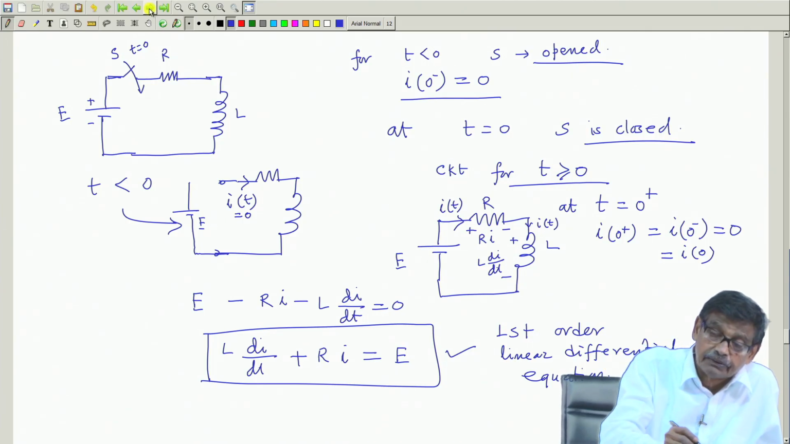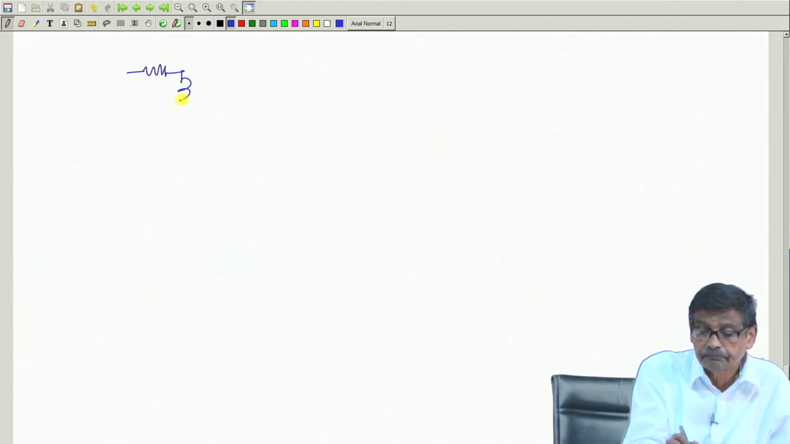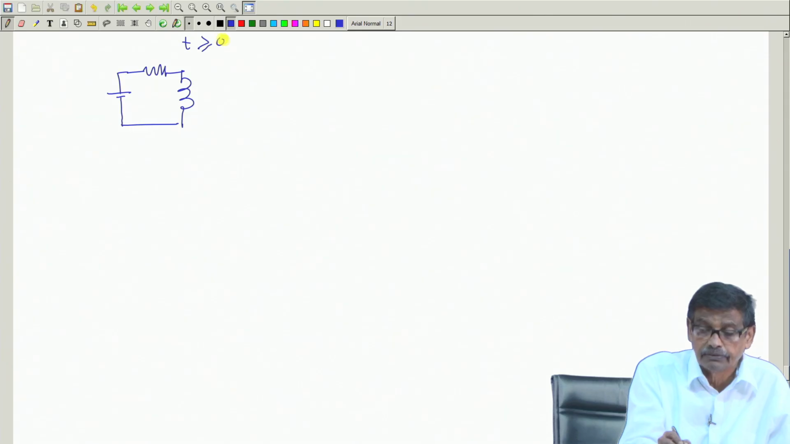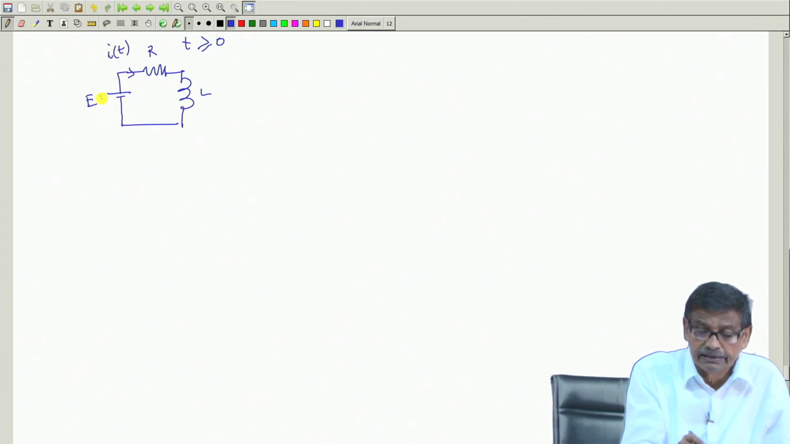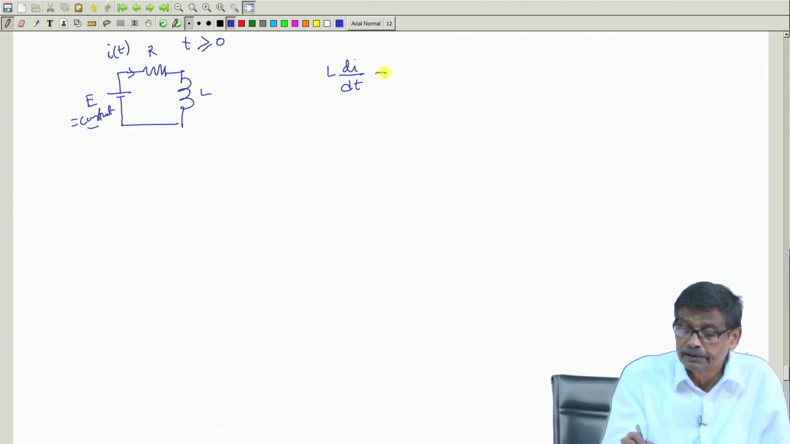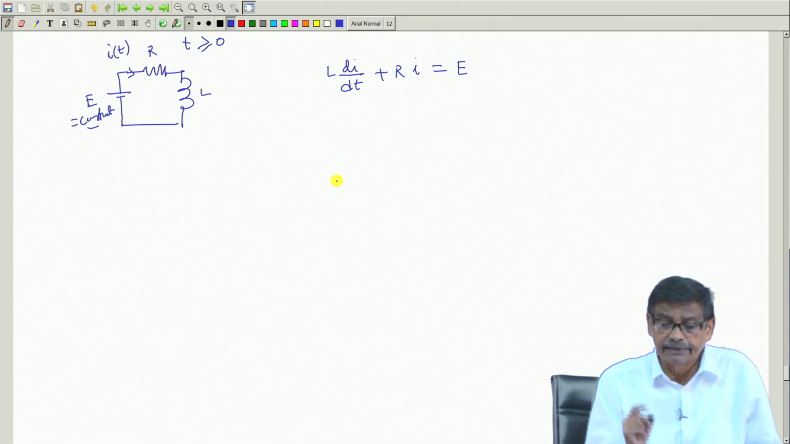So, we got this equation. See, this was my circuit, and do not forget to write that this circuit is at t greater than or equal to 0, and this was R, this is L, this is E, and this is the current at any time t. This is a constant voltage, a constant battery. So, we got L di/dt plus R i is equal to E. Now, the right hand side is constant.